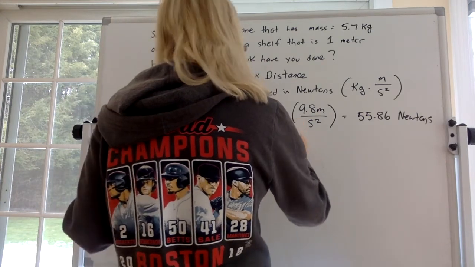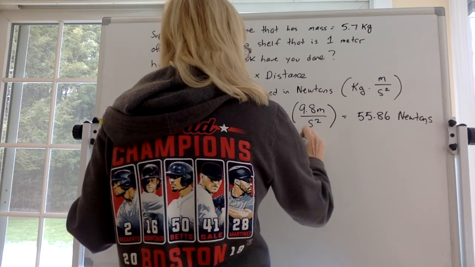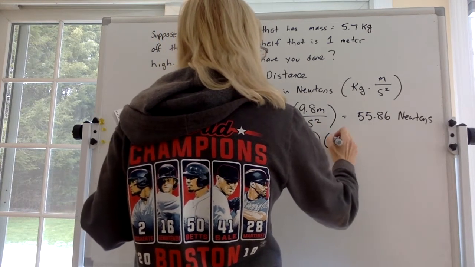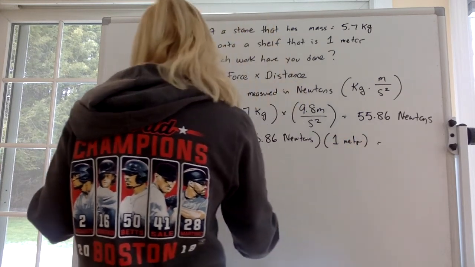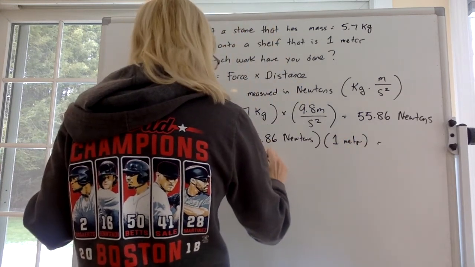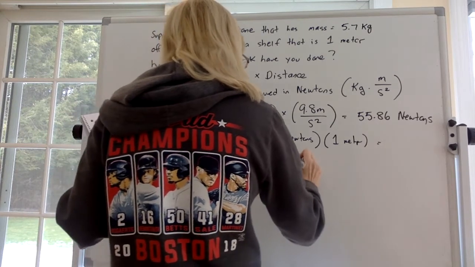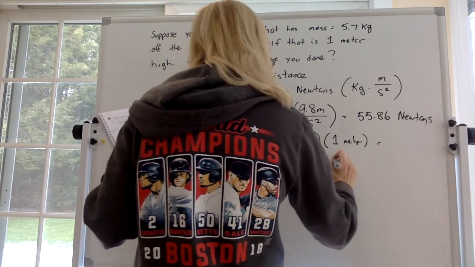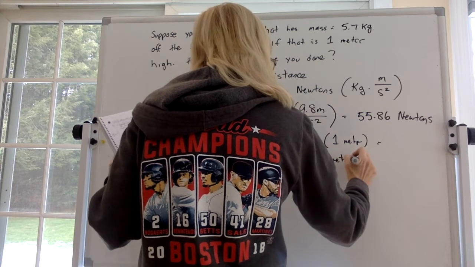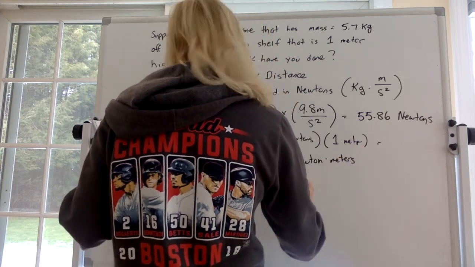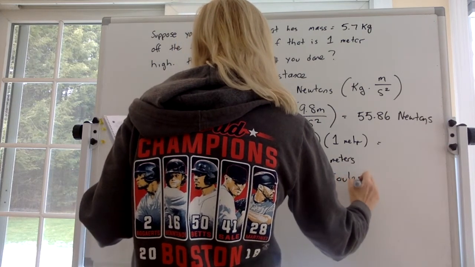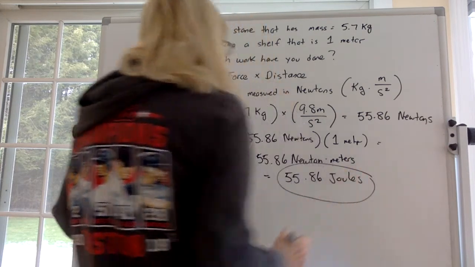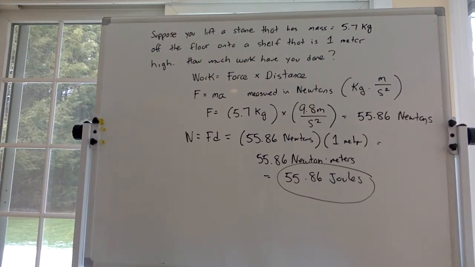Okay, times, that's newtons, right? Times what? What's the distance? 1 meter equals, so you just get 55.86 newton meters. But do you know what another name for that is? Another thing ingrained into me is that a unit of work is joules, and it is newton times meters.